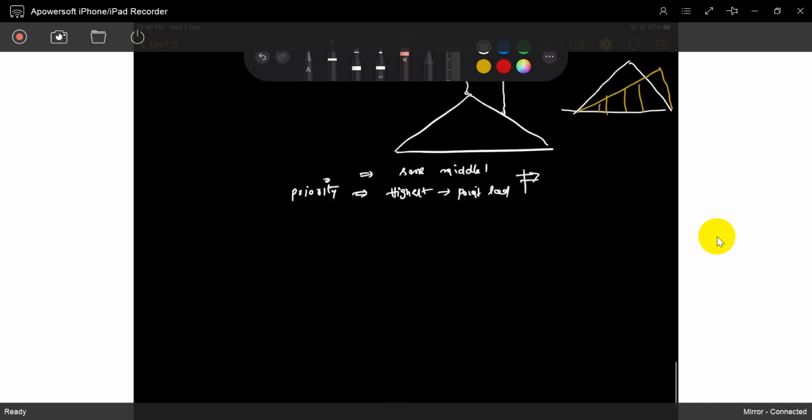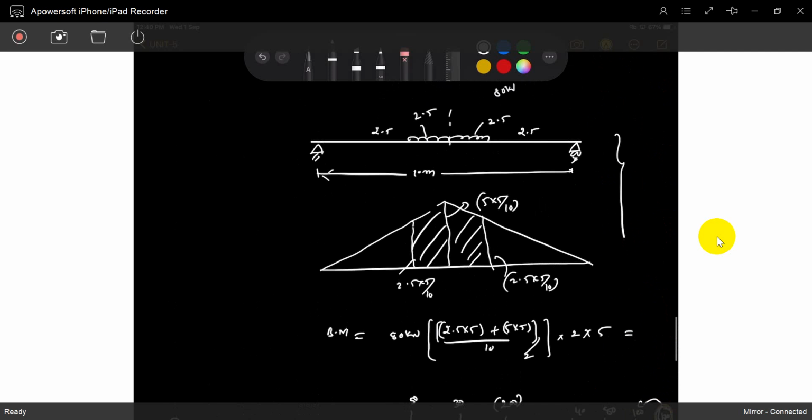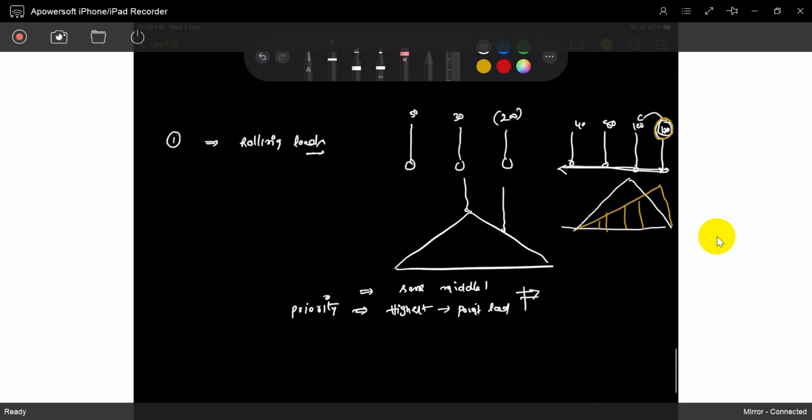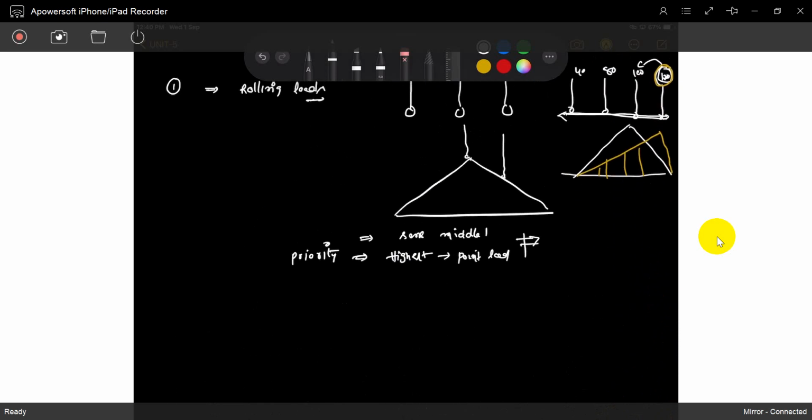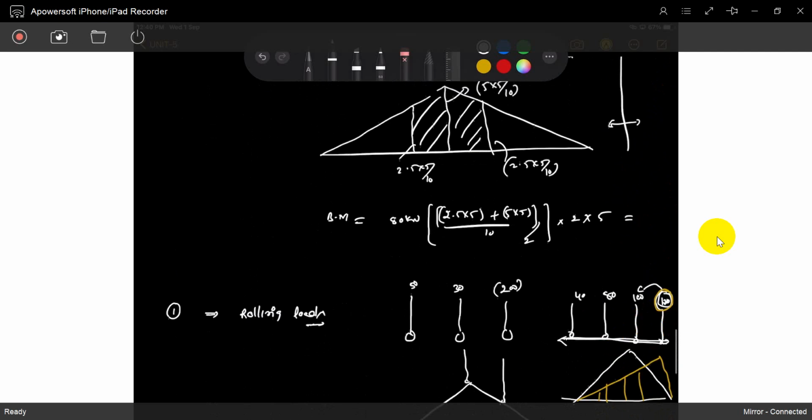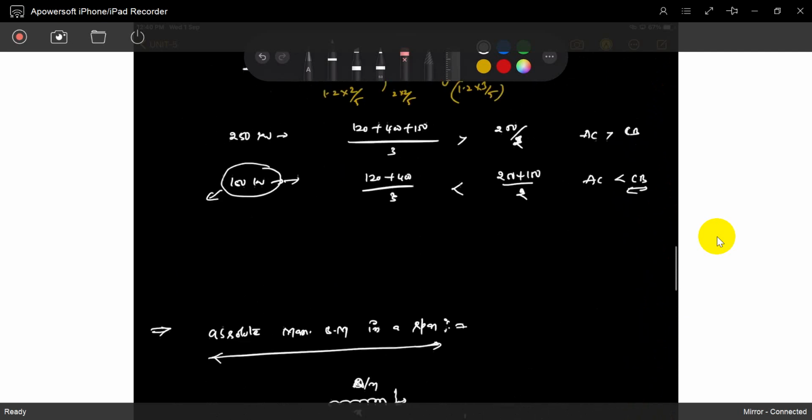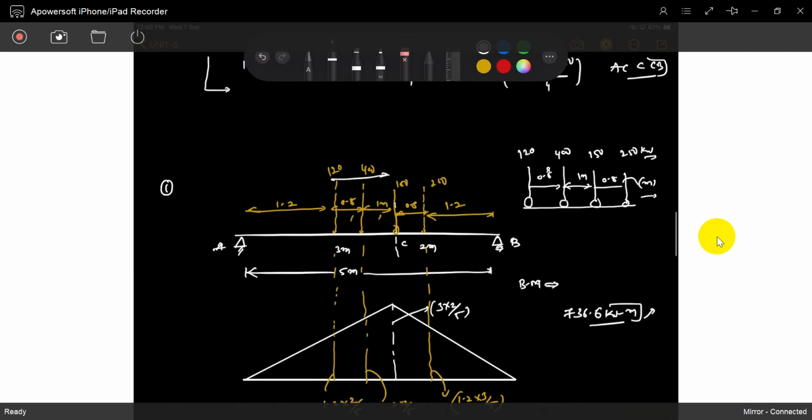See, for a uniformly distributed load it is very easy. Compared with the previous one also, it is very easy. Put it exactly at the center and you will get it. But rolling loads are somewhat difficult. Okay, understood? So the same problem as the previous one. In this problem, some critical loads are there. We have to do these criticals.